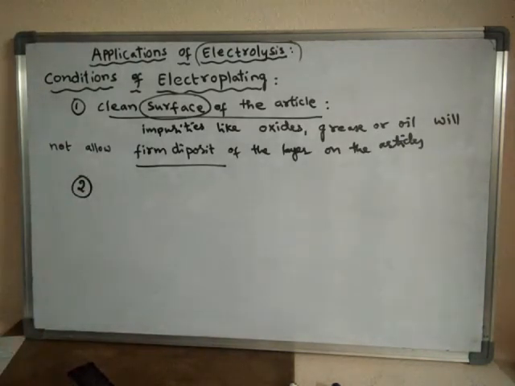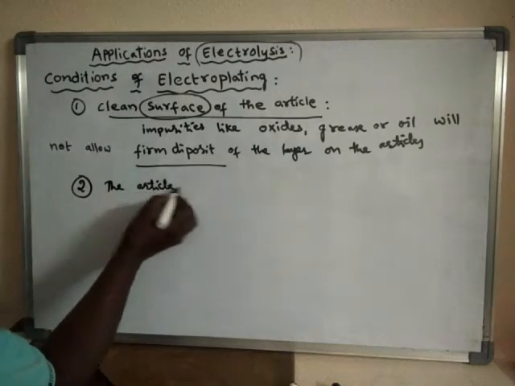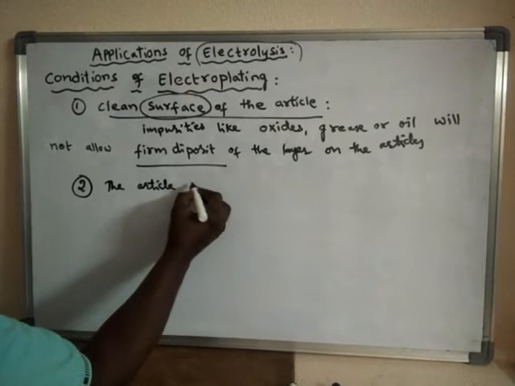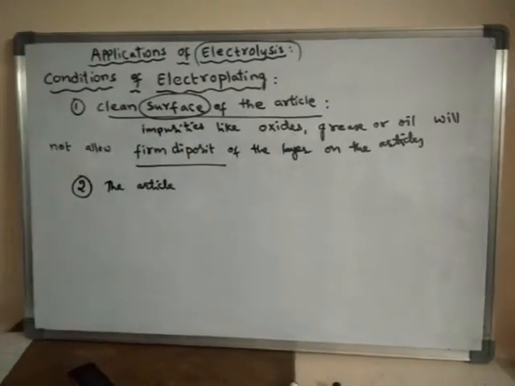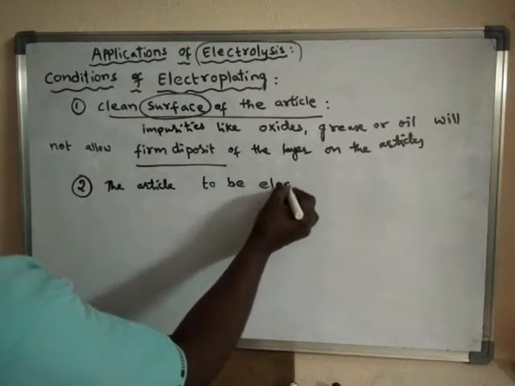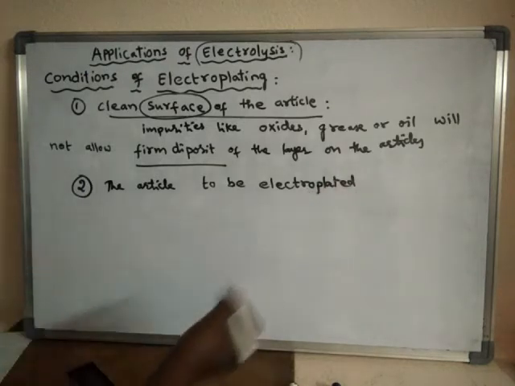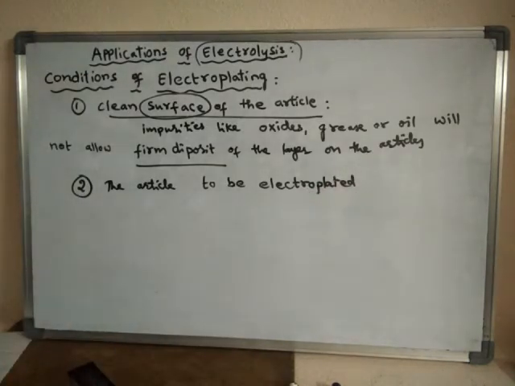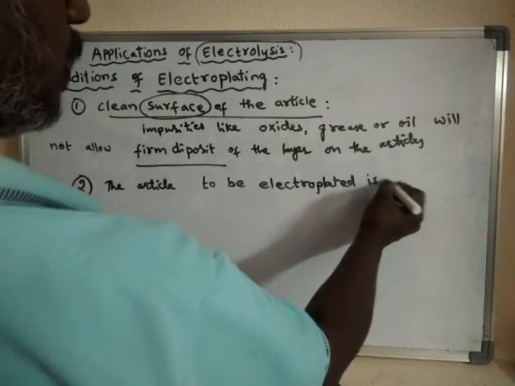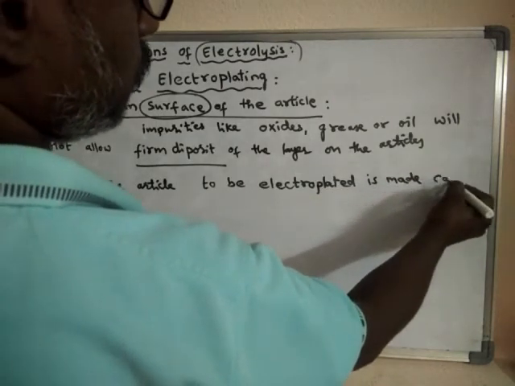The next condition is that the article to be electroplated is made the cathode.